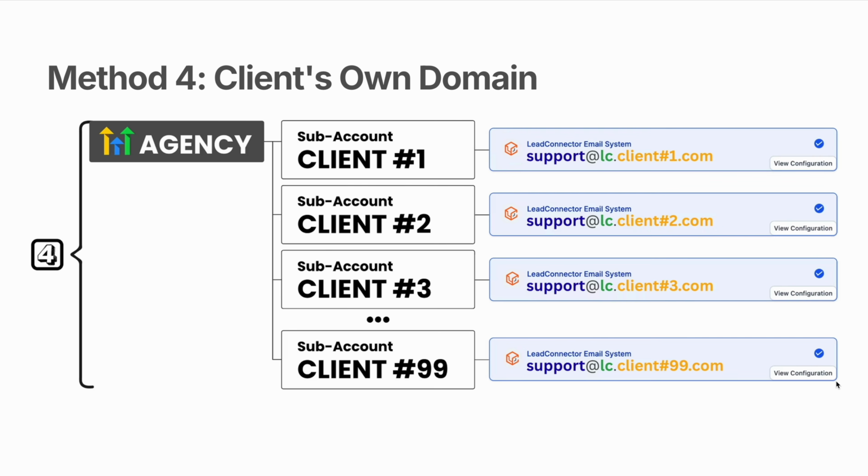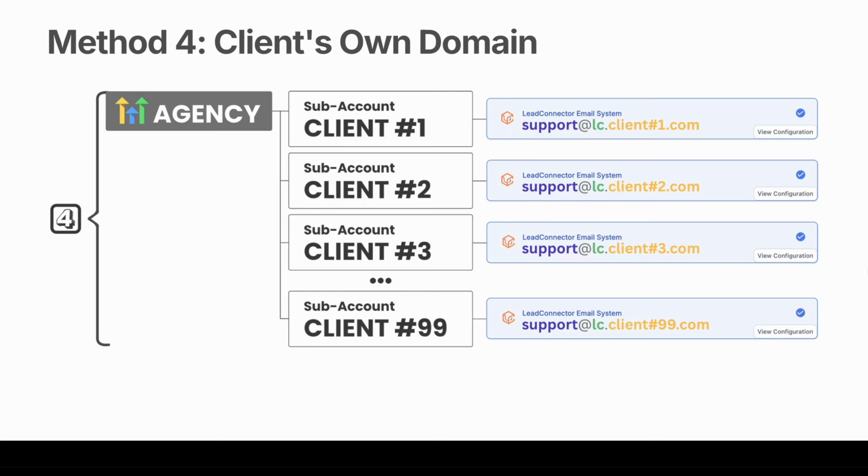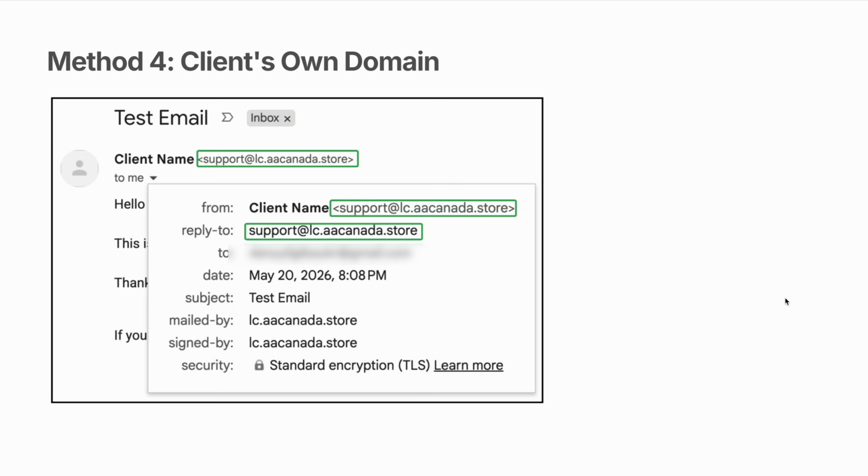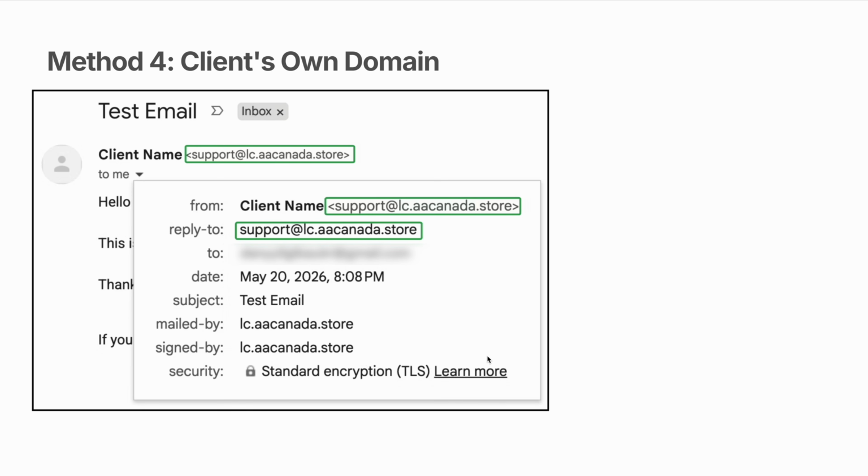Okay, last but not least, our fourth method. The client connects their own subdomain directly to HighLevel. Look at this. Every client sends from a subdomain of their own brand. For example, client number 1 from lc.clientnumber1.com. Client 2 from their own subdomain. Their name, their domain, completely independent from ours. This is for clients who care about their brand image. They don't want your agency name sitting inside their sending address.